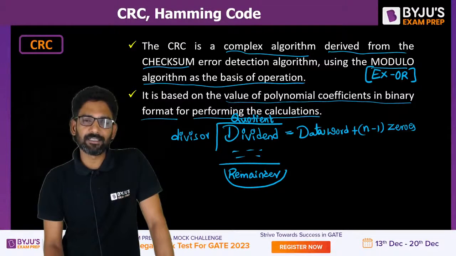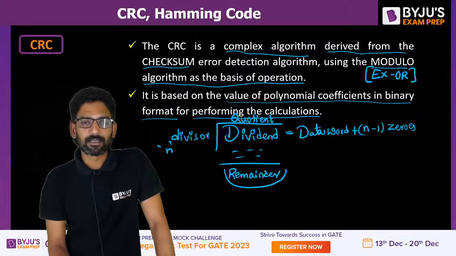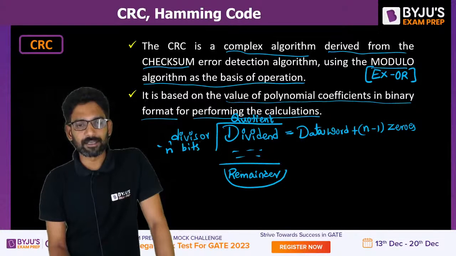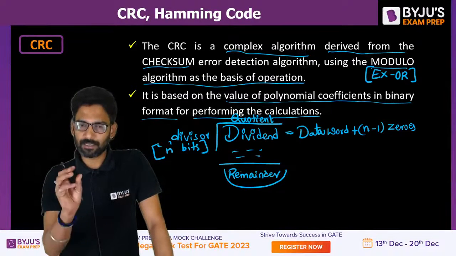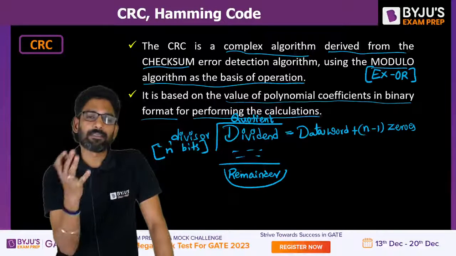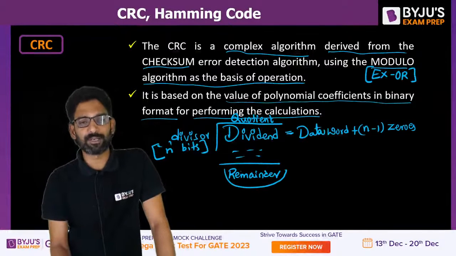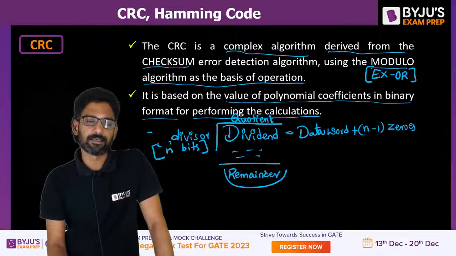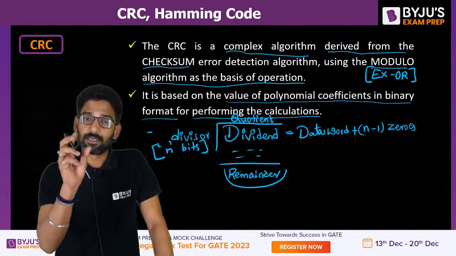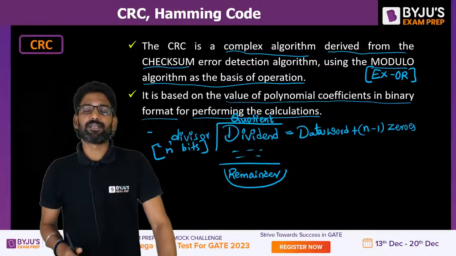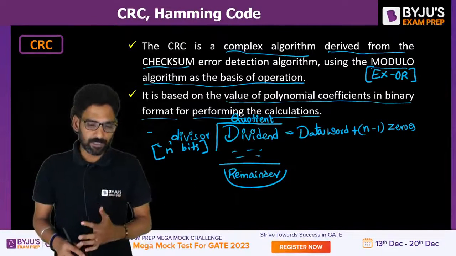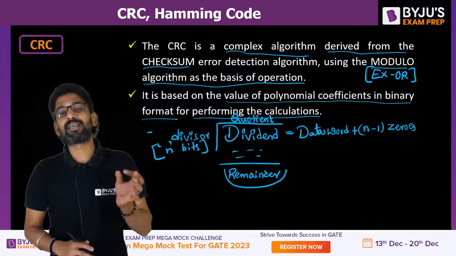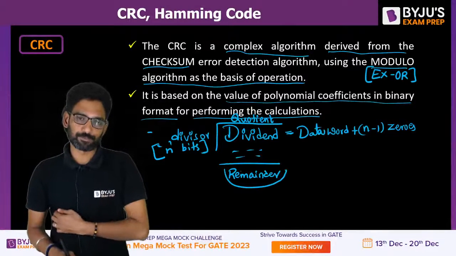What is this n? N is the number of bits in the divisor. That is how we get the dividend. A divisor will be given to us, predefined standard divisors we use, and the condition is that the sender and receiver, source and destination, both should use the same divisor. That is the condition.